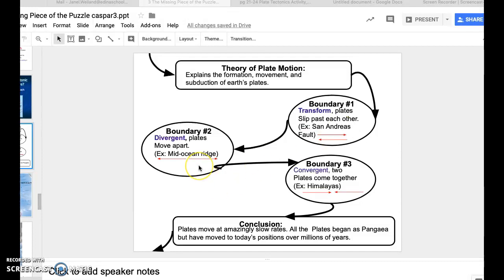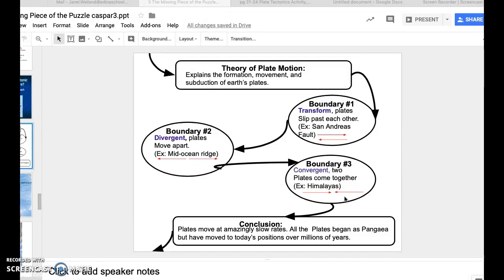A divergent boundary, again, is where the plates move apart. And a really good example would be the mid-ocean ridge that we've been learning about, that's at the bottom of the ocean, that has the seafloor spread apart. And then an example of a convergent boundary where plates come together, a good one to keep in mind is the Himalayas, where Mount Everest is located. When India smashed into the Eurasian plate, it created the Himalayas.